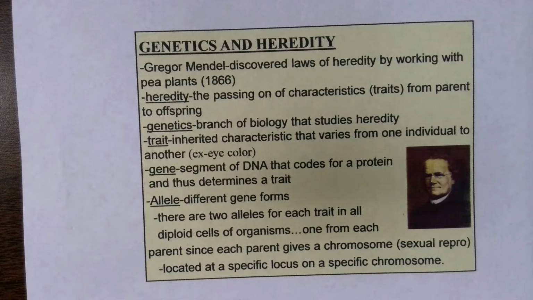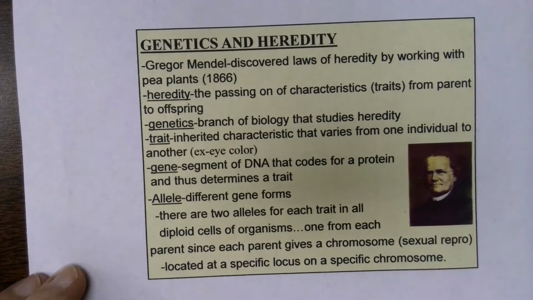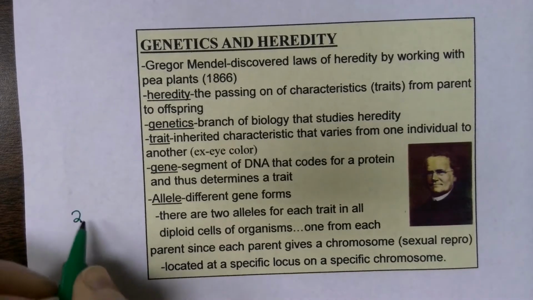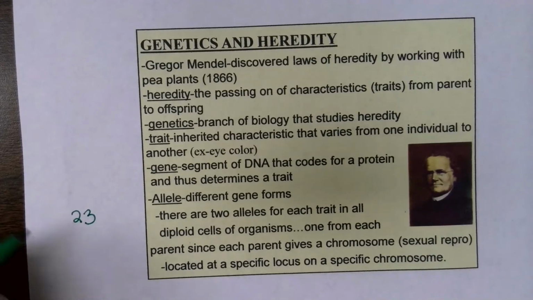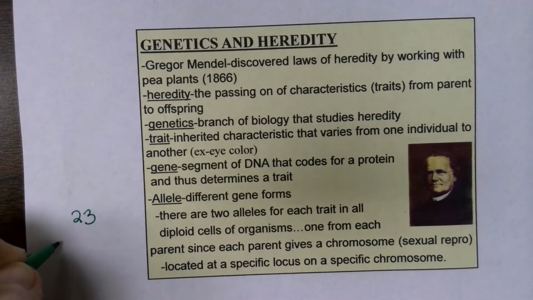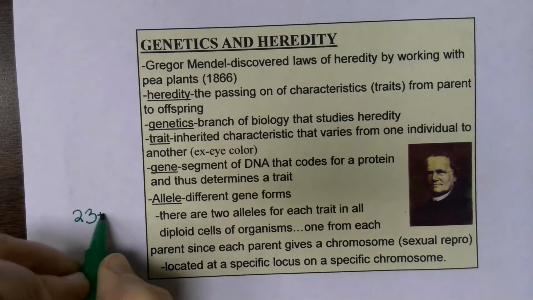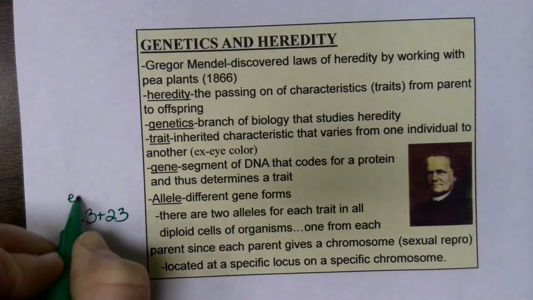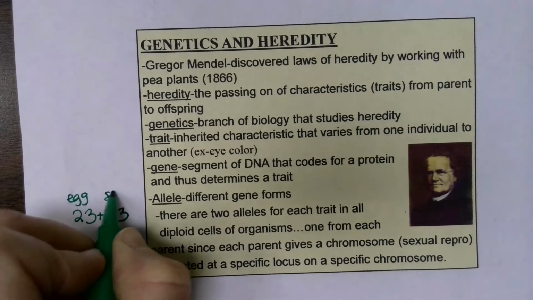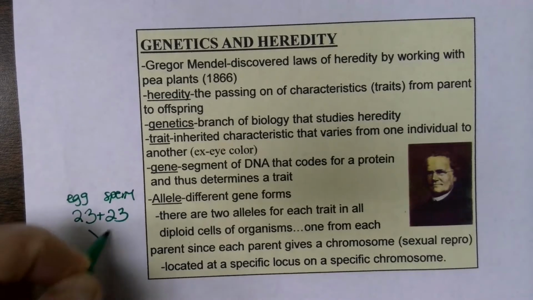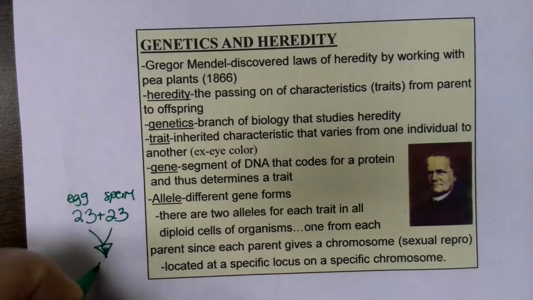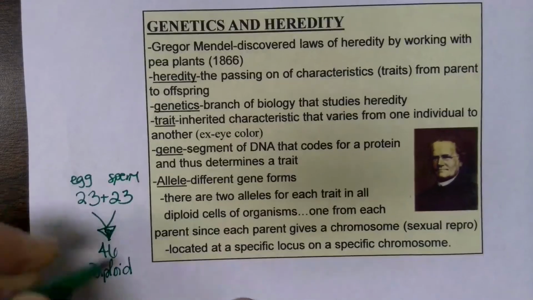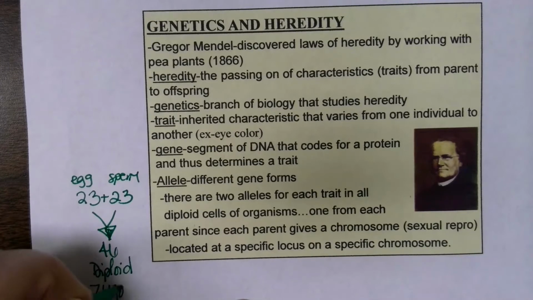If we go back to humans, to keep this simple, we have 23 different types of chromosomes. We get 2 of each type from our parents: 23 from the female in the egg cell, and 23 in the sperm cell. Those fuse to give us a total of 46 in the diploid zygote, which can grow and divide by mitosis to make a multicellular organism.